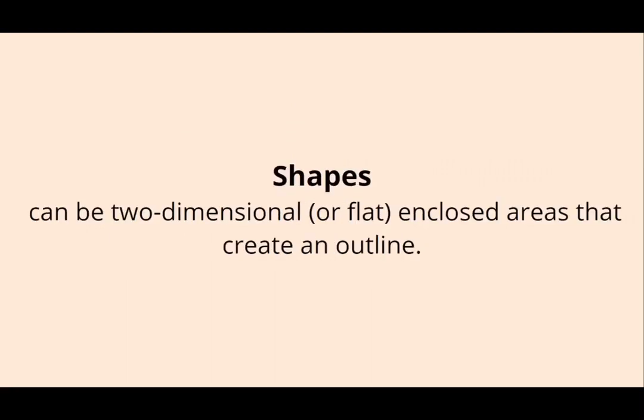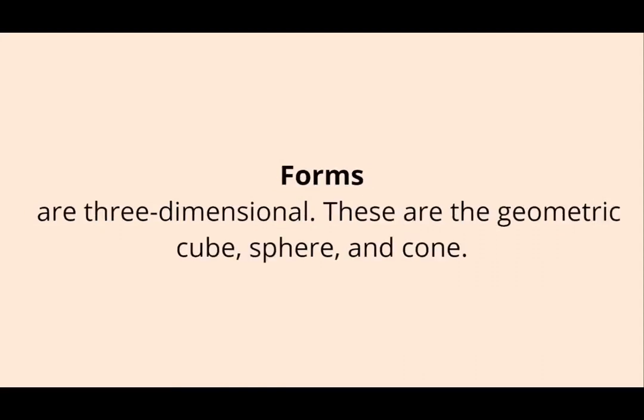Shapes can be two-dimensional or flat. Enclosed areas create an outline. Examples are geometric circles, triangles, squares, and ovals, as well as some or all other forms. They can be found anywhere in the world. Forms are three-dimensional. These are the geometric cube, sphere, and cone. These also include organic forms such as people, animals, tables, and chairs.